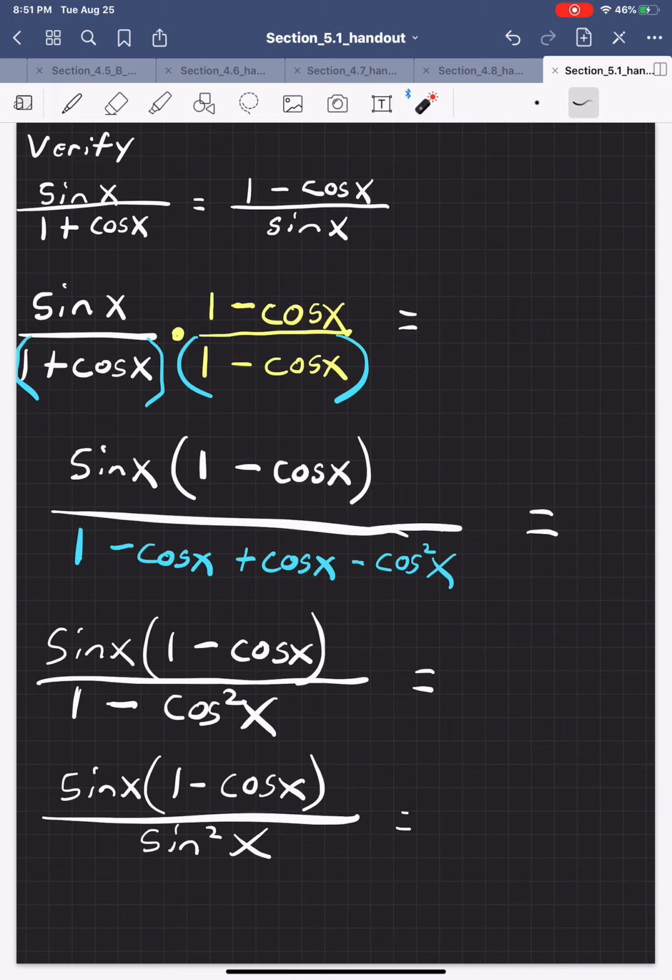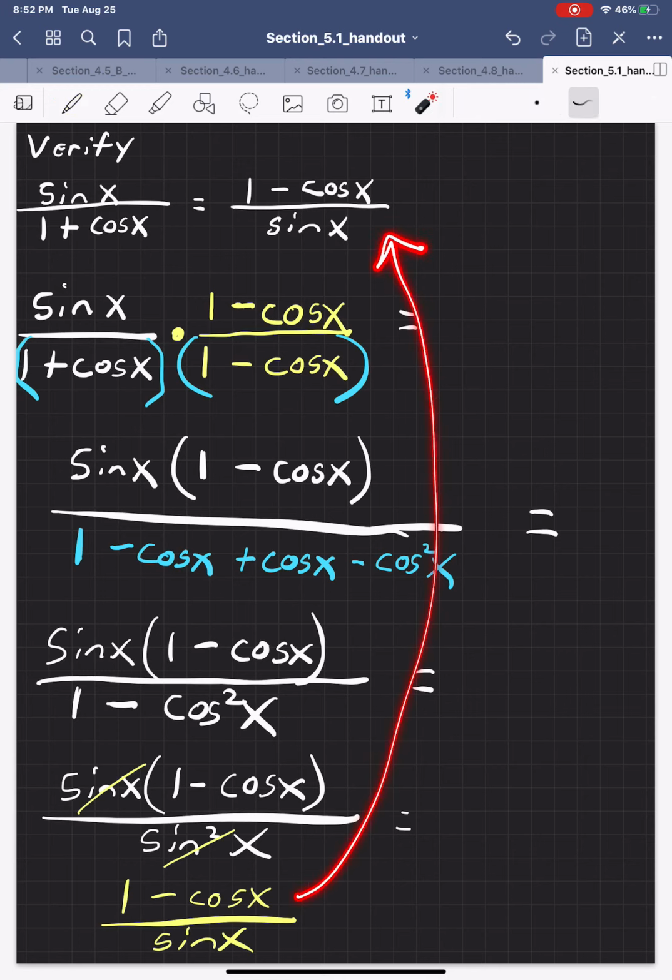At this stage, do you spot that this sine of x can cancel one of these? After they cancel out, what you're left with is 1 minus cosine of x over sine of x, which is exactly where you want it to be. So you have fully verified the problem.